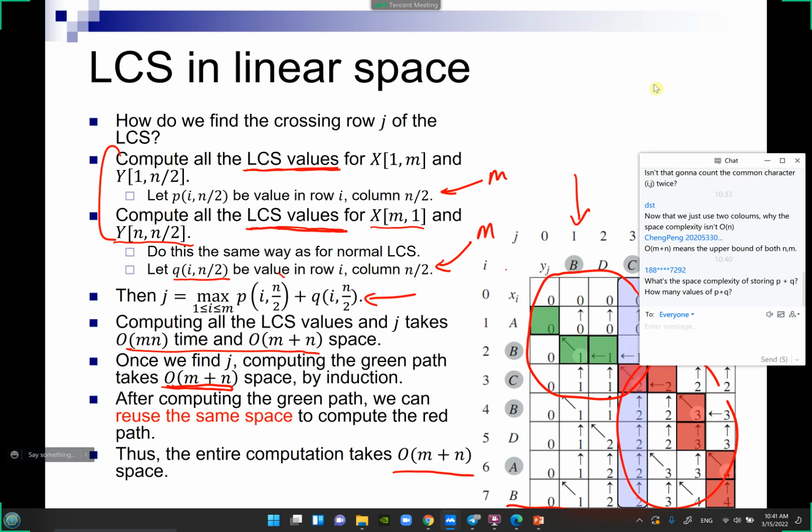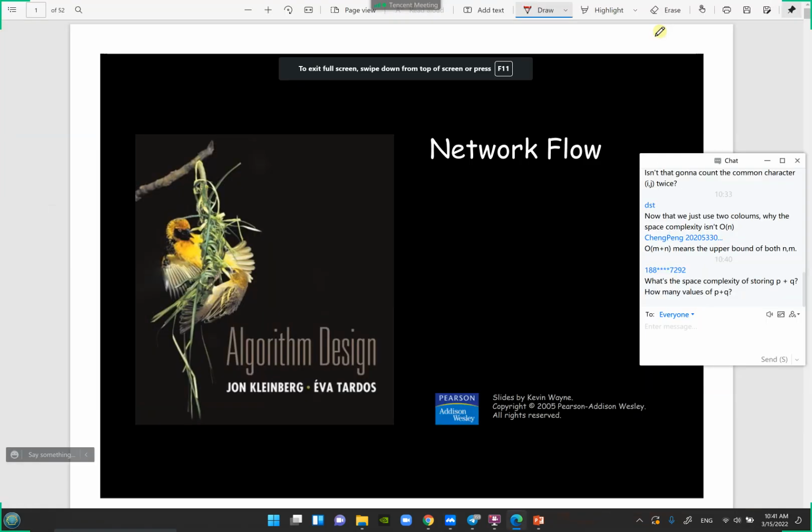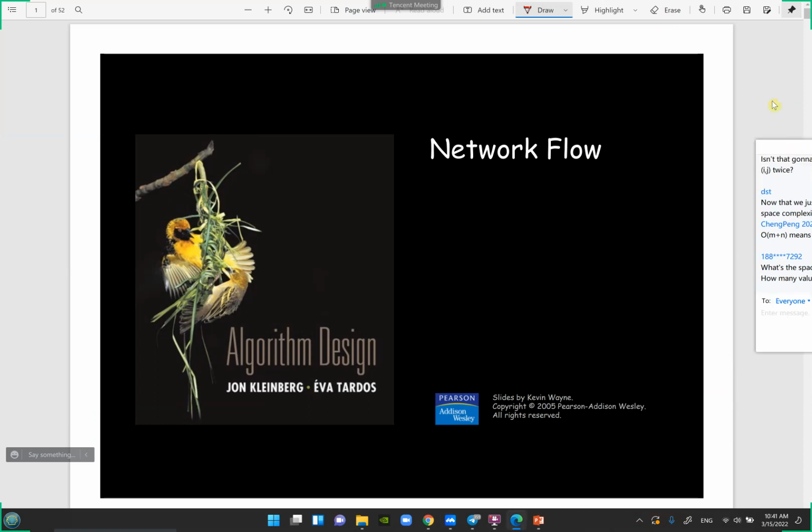Okay, so that's all we have to say for this dynamic programming problem. In fact, now we're going to move on to a new topic. We're going to move on from dynamic programming and start a new part, which is going to be network flows. I'll see how much I can get through today.